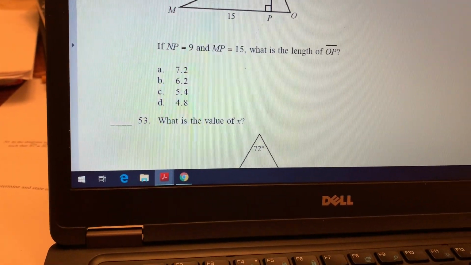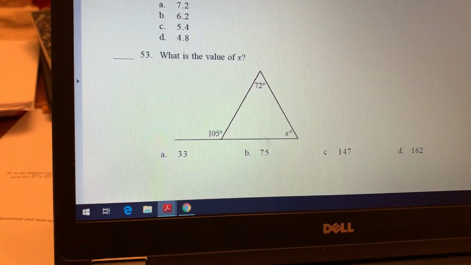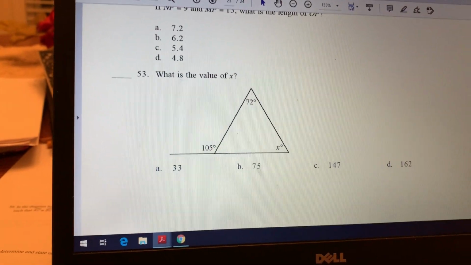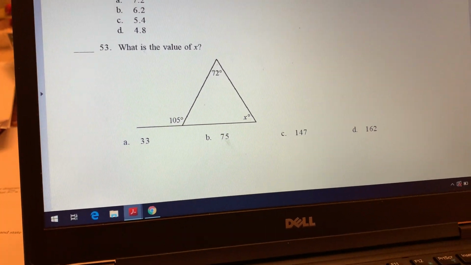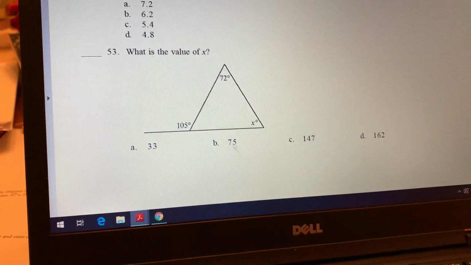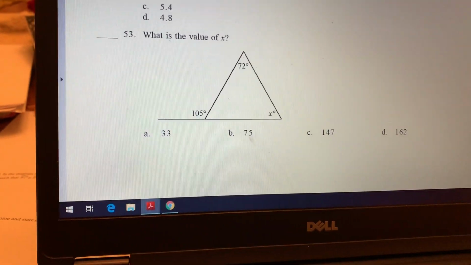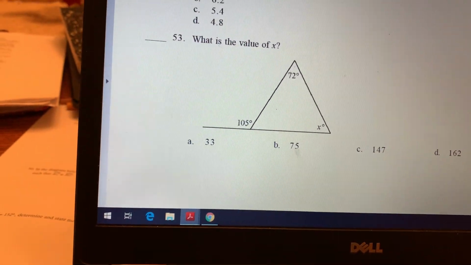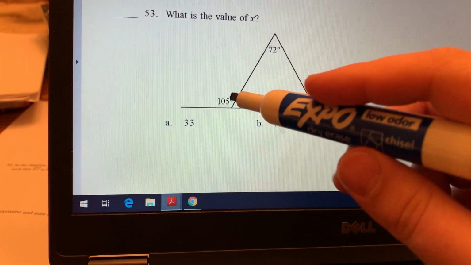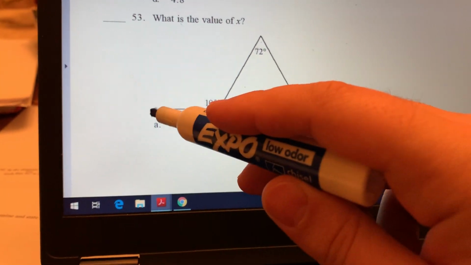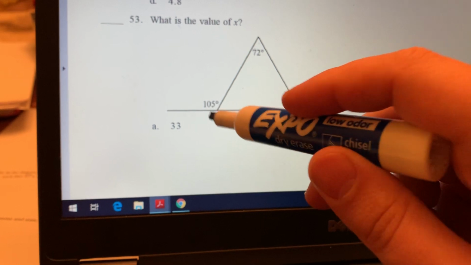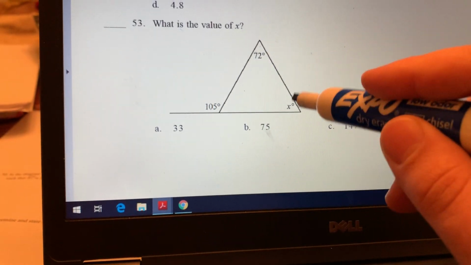All right, 53. What is the value of x? Again, something we didn't explicitly go over. This is really shooting at the exterior angle theorem. All the exterior angle theorem says is that if you have a line extended out past one of the corners of a triangle, this outside angle has to add up to these other two.